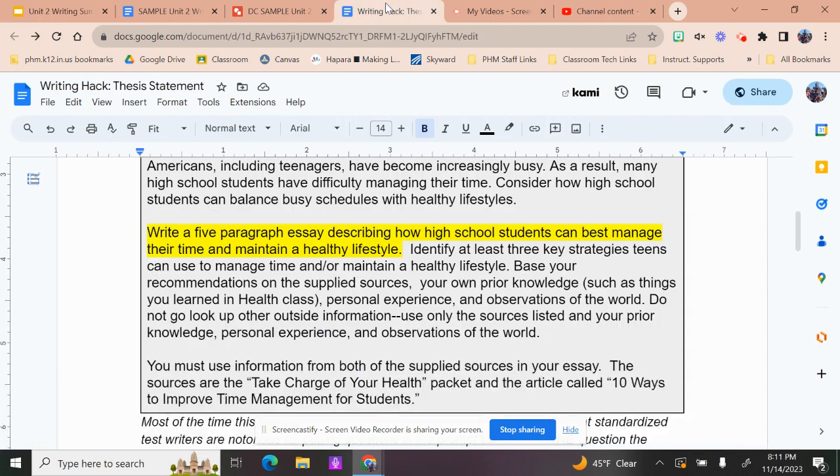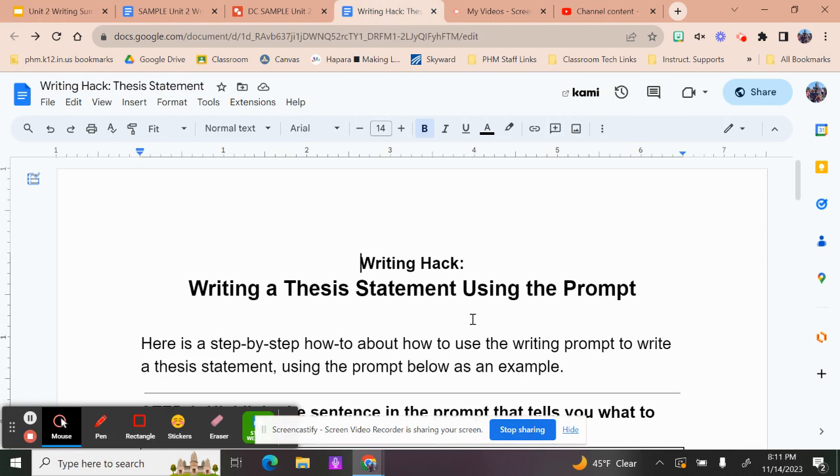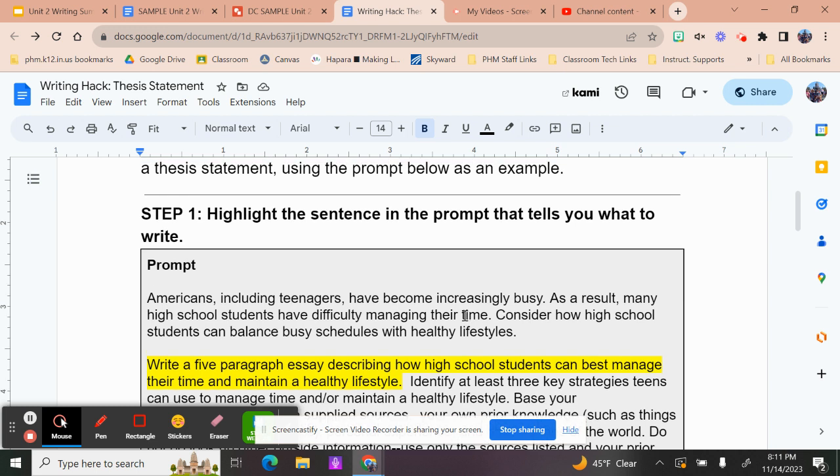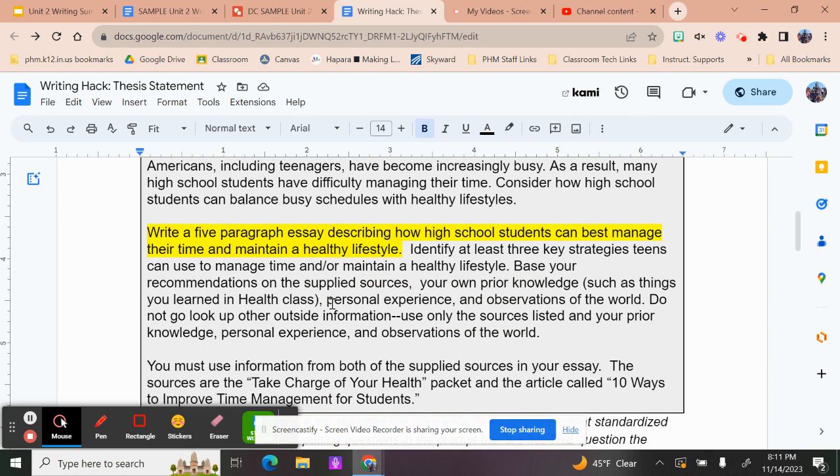in the slides. So we can see that the first step is to highlight the sentence in the prompt that tells you what to write. In the case of the prompt we are using, this sentence is: write a 5-paragraph essay describing how high school students can best manage their time and maintain a healthy lifestyle.